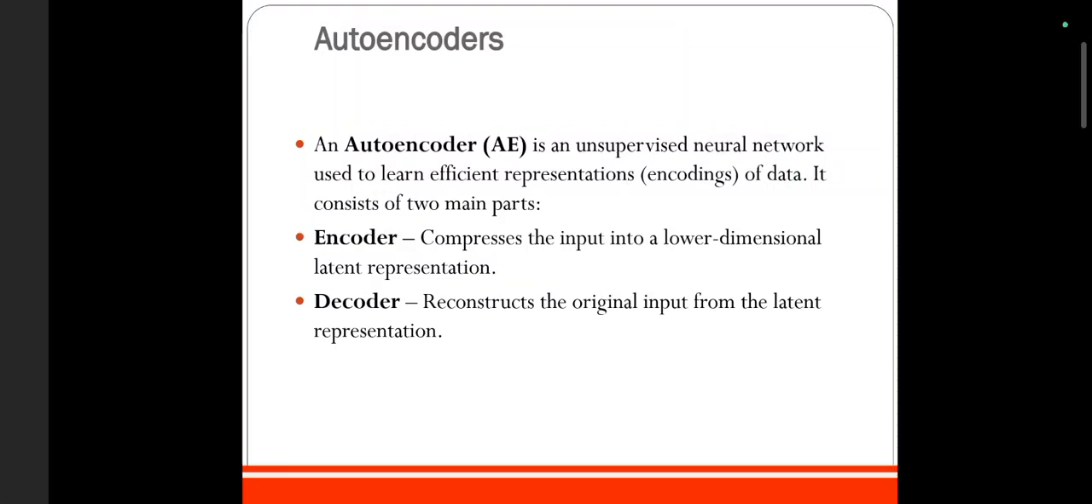The first component is the encoder, which compresses the input data into a lower dimensional representation known as the latent vector, or you can say the latent space. The second component is the decoder, which reconstructs the original input from this compressed representation. So the primary objective of an autoencoder is to reproduce the input as accurately as possible while learning meaningful features.